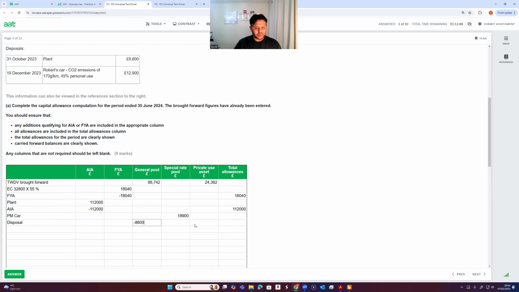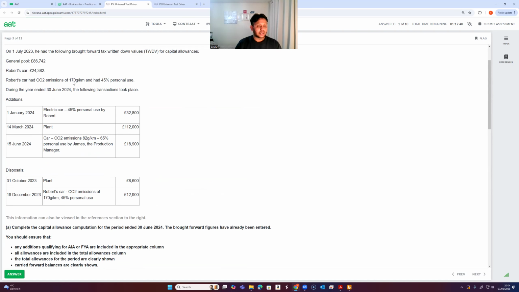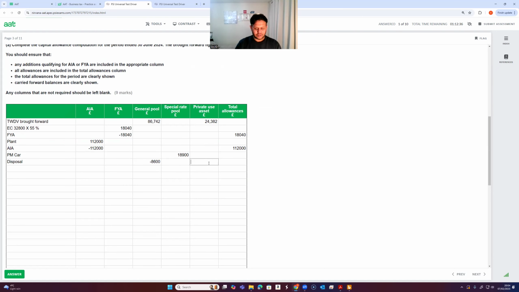And also we have a disposal of the car, the robot car. This one, 12,900. That's the first car he had, 170 grams for 45. So that's the private use car. So we sold it for 12,900. And that's all. So after that, we make the total. Let's find what is the total we have.